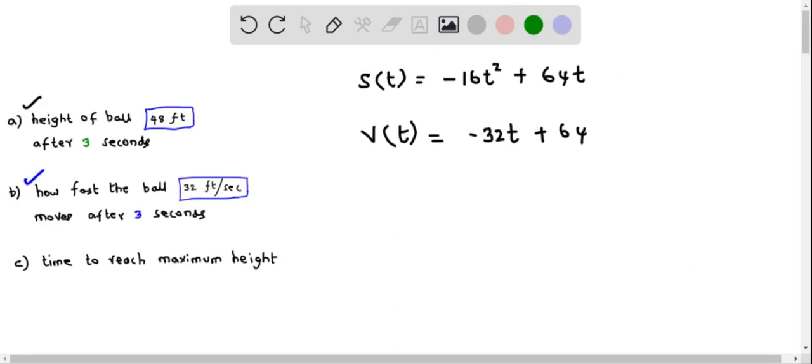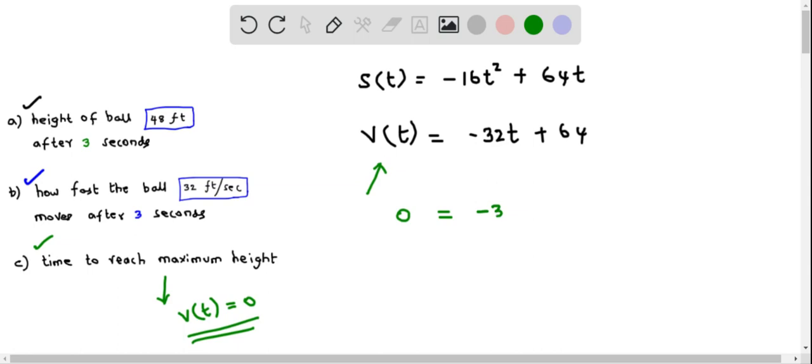In part C, we determine the time it takes for the ball to reach the maximum height. So we know that when the ball reaches the maximum height, its velocity will be 0. So we can say that v of t equals 0. So now we utilize this condition to find the time. I'm going to use this velocity function which we determined in part B and replace v of t with 0.